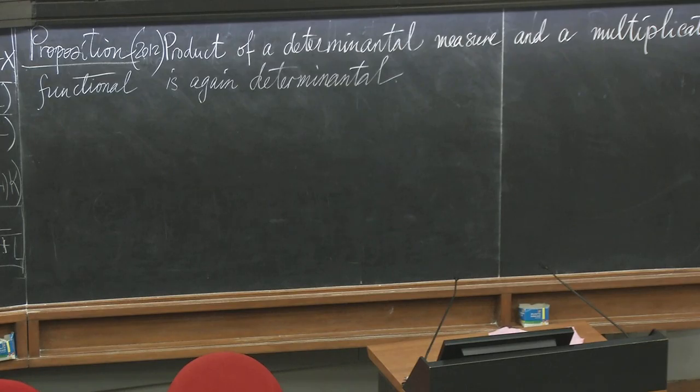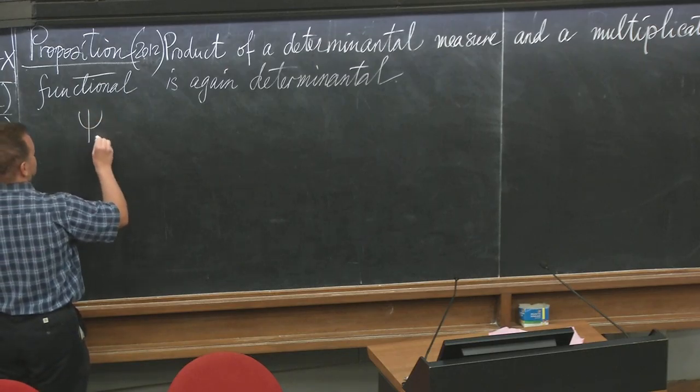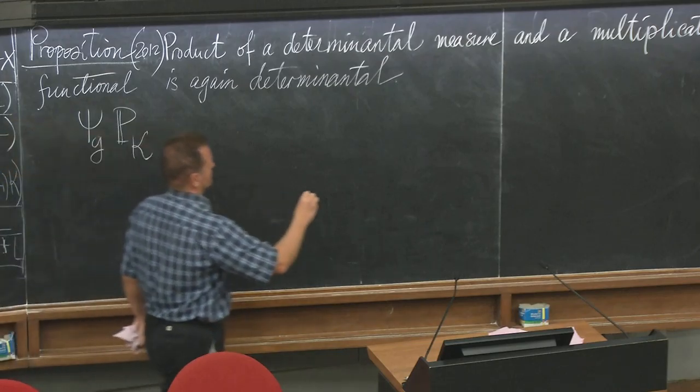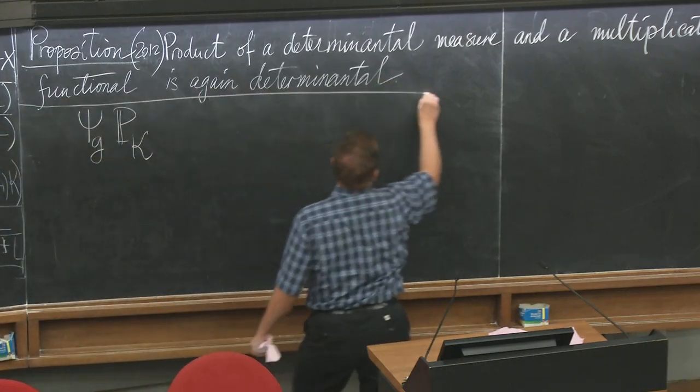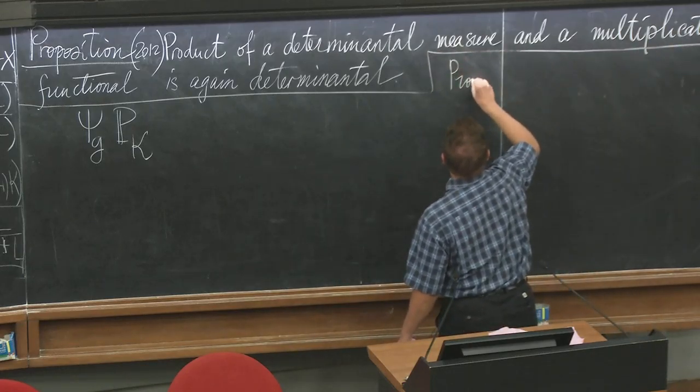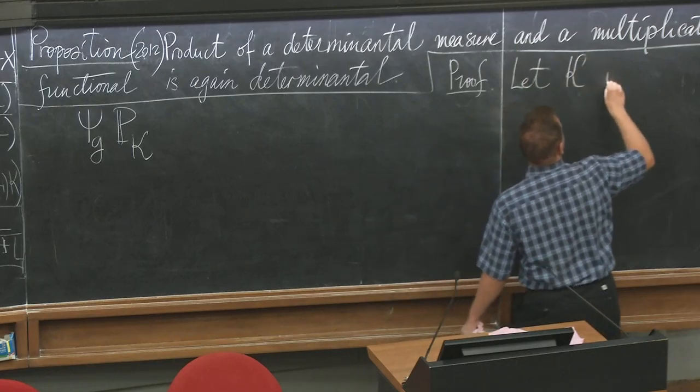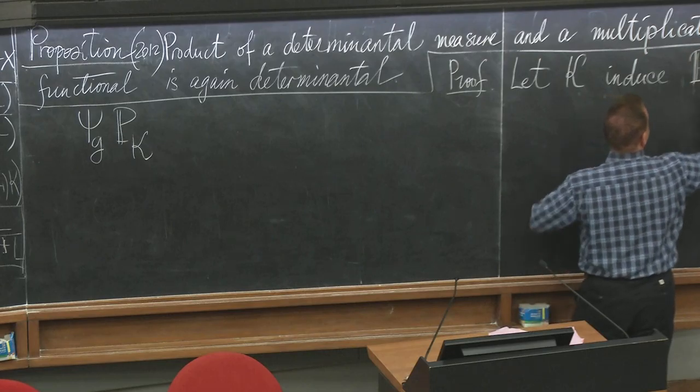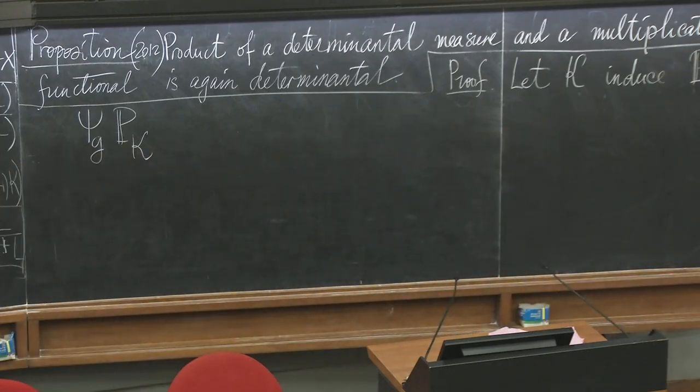In fact, it will be clear why I wanted to use this definition of the determinant. Let's consider a measure psi g P K. So, proof. Let a kernel K induce the determinantal point process P K. So we write P equals P K. Again, it's important to keep in mind that K determines P K, but P does not determine K. So the notation works only one way.